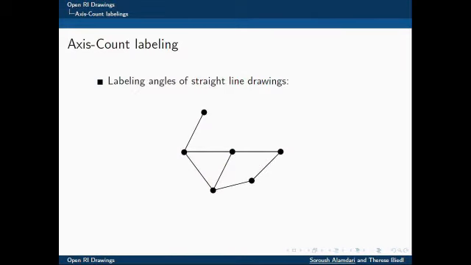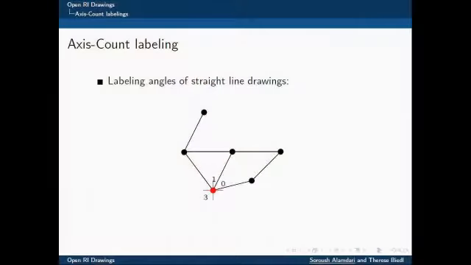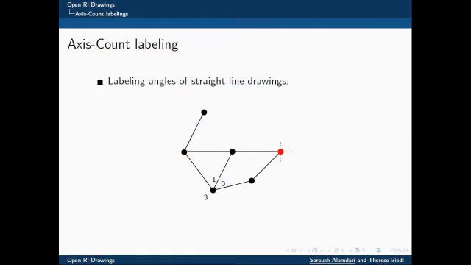Before going to RI drawings, I want to introduce a type of labeling that may be useful. We label the angles of a straight line drawing by just counting the axes inside each angle. So here we would have labels 1, 0, and 3. And what happens if we have an axis-aligned edge? We assume that edge contributes half a point to each of the two angles that it appears in. So for example, here we have 3.5 and 0.5.